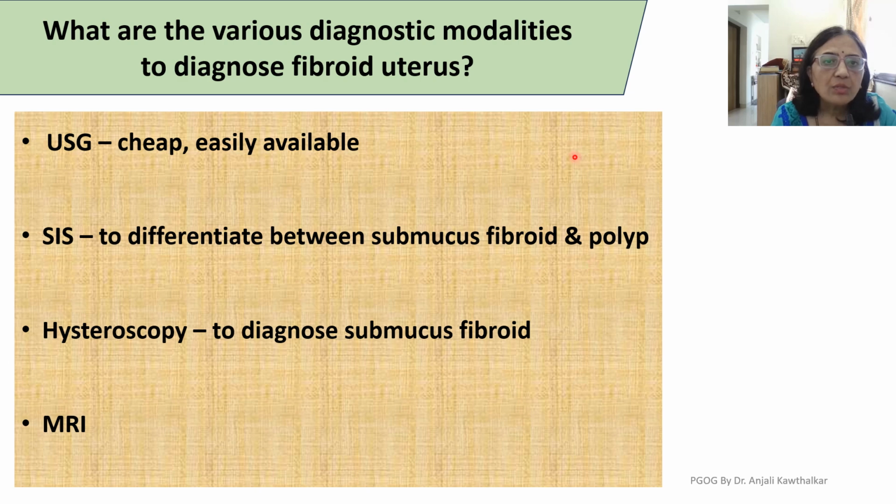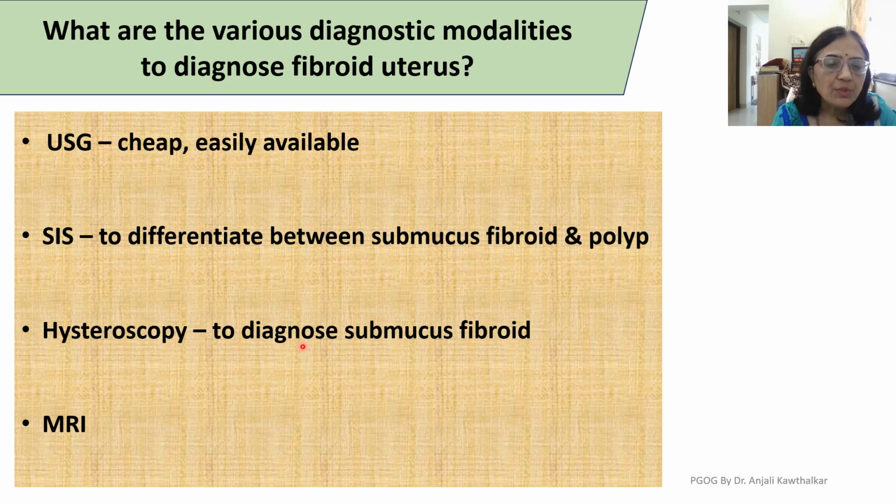What are the various diagnostic modalities to diagnose fibroid uterus? Ultrasonography is the first imaging modality of choice. It is comparatively cheaper and easily available. Saline infusion sonography helps us to differentiate between endometrial pathologies, whether there is a submucous fibroid or an endometrial polyp.